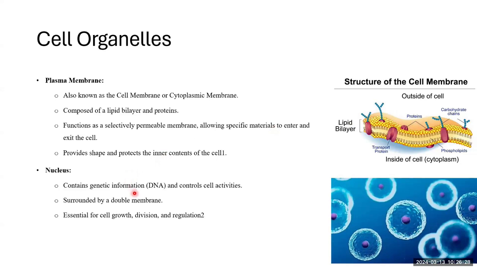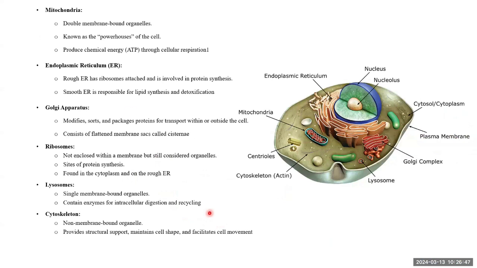Nucleus contains DNA and controls all the activities, and nucleus is also surrounded by a double membrane, just like this one. So nucleus or DNA is extra protected, and it is very important for the cell growth, for the cell division, and the regulation of cell activities.